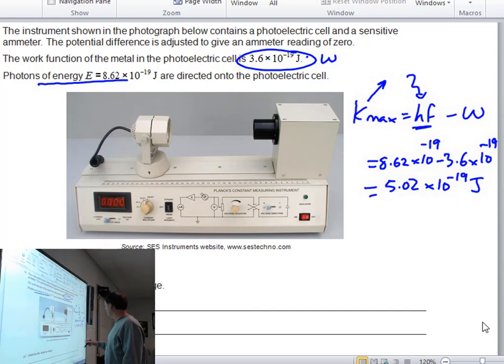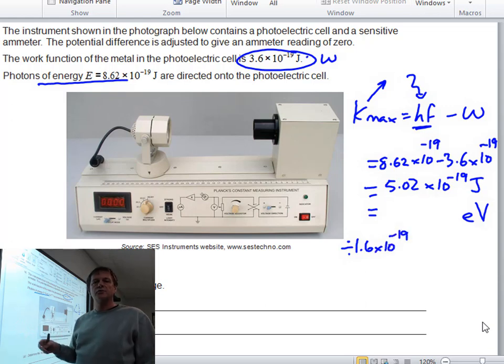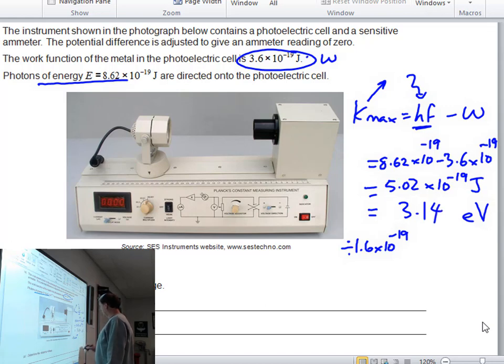So some things to remember here is you could convert this into electron volts straight away by dividing by 1.6 by 10 to the minus 19. And if you know how many electron volts the kinetic energy is, the stopping voltage will be the same in volts. So in this case here, if we divide that through, we're going to get 3.14 electron volts. So that means that the potential difference needed would be 3.14 volts. So that's the amount of volts you need.